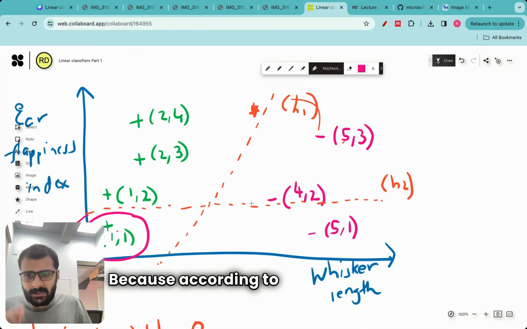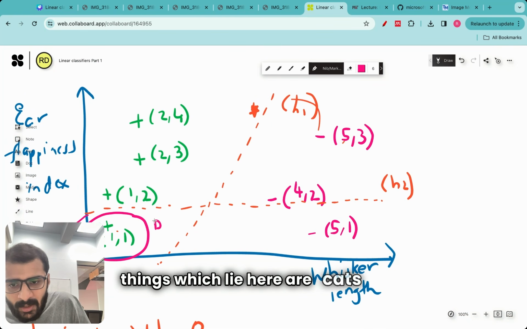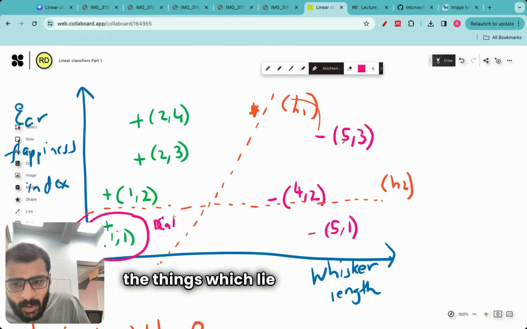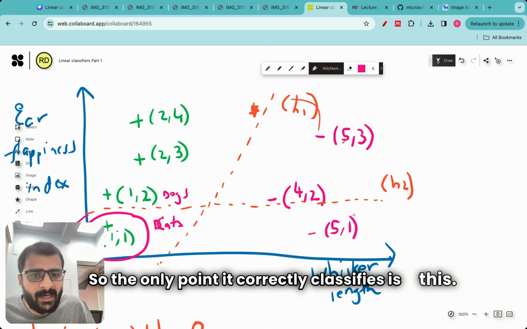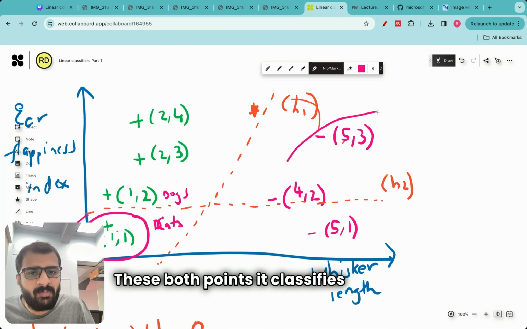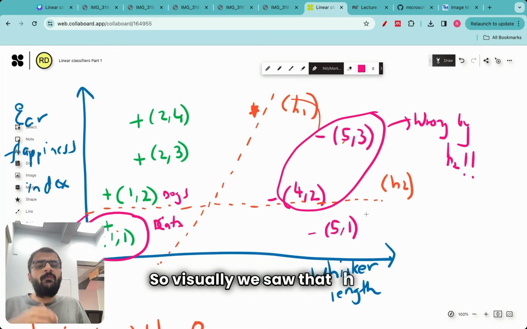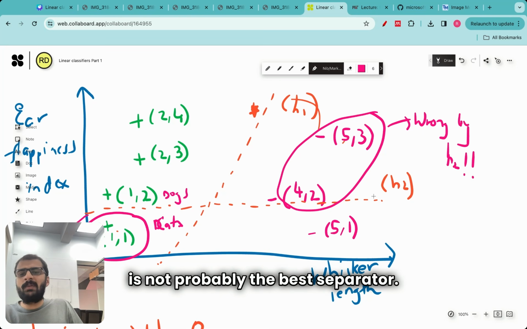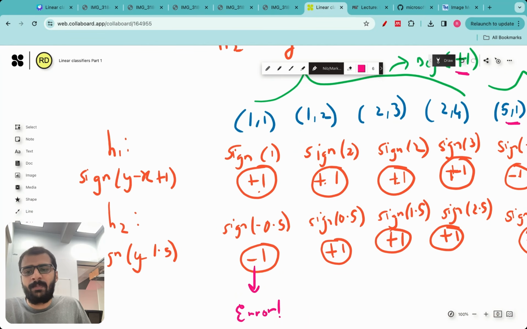That's correct, right? Because according to this H2, all the things which lie here are cats, and all the things which lie above are dogs. So the only point it correctly classifies is this. These both points it classifies as dogs, so these are wrong by H2. So visually we saw that H2 is not probably the best separator, and that is also confirmed by this mathematical operation.